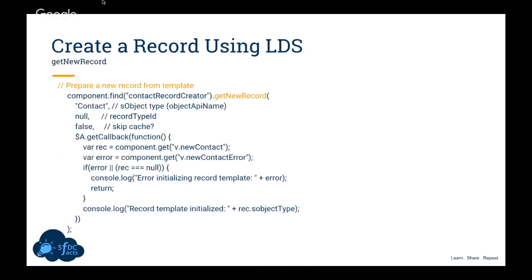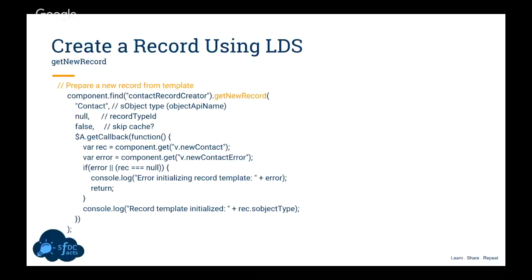This is the markup, or the code, for our get new record function. Here, component.find takes the ID or aura ID of our force:createRecord component. On that component, we want to call a method called getNewRecord. Then we need to define the object API name here. In our case, it should be Car_Experience__c.